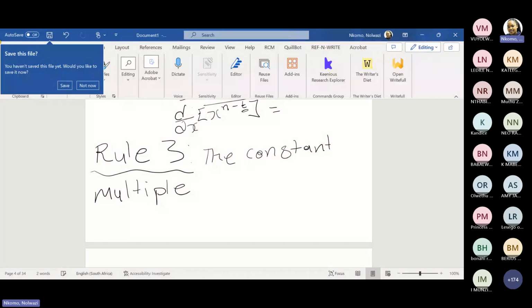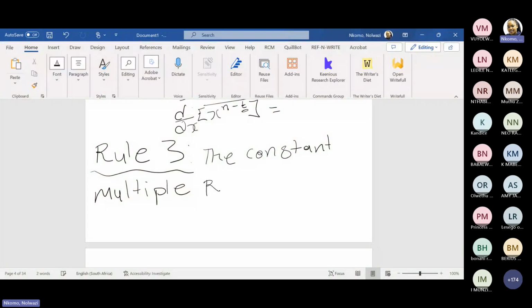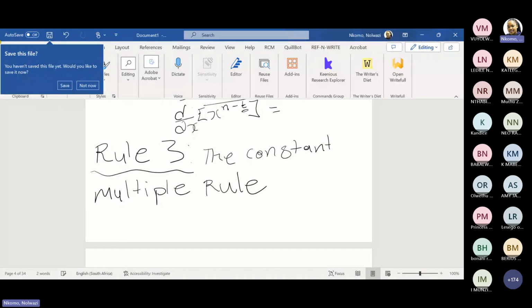Okay, rule 3. We'll call this rule the constant multiple rule. I know in your study guide some rules are not given their name. But we'll call this the constant multiple rule. I won't be asking you which rule did you use. Just make sure you master all the rules. There's no need for you to know which rule is which.